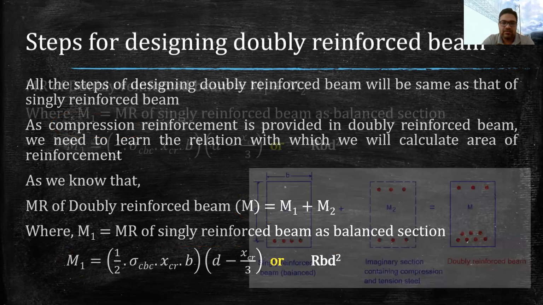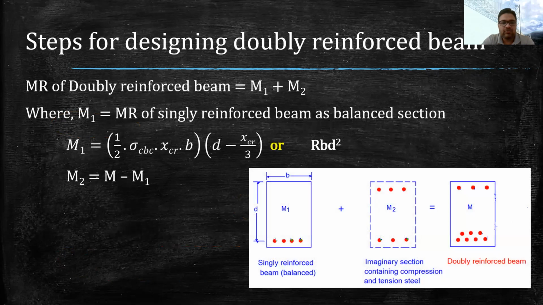And M2 can also be calculated in this manner. If we know the M value, then M2 can be calculated as M minus M1, and M1 is further elaborated as R B D square.